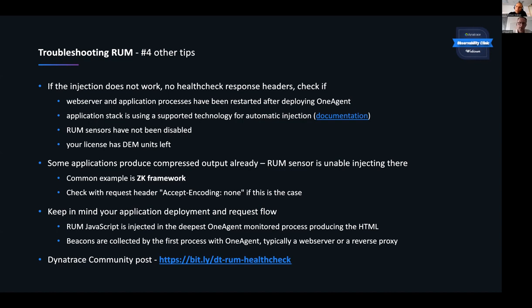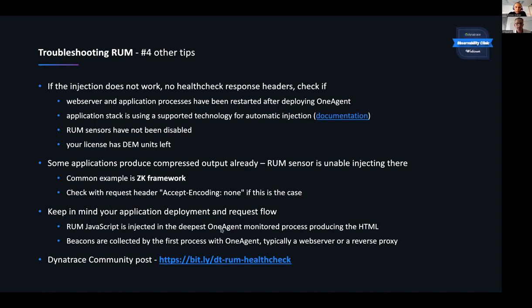You can check that with the request header Accept-Encoding: none. In this case, the request says, okay, I will not accept any compression, so send me the plain response. If the script tag is then injected, you need to configure your application somehow not to produce compressed output. For example, for ZK there is a setting to disable the compression, and then Dynatrace will automatically inject the RUM code, the script tag.